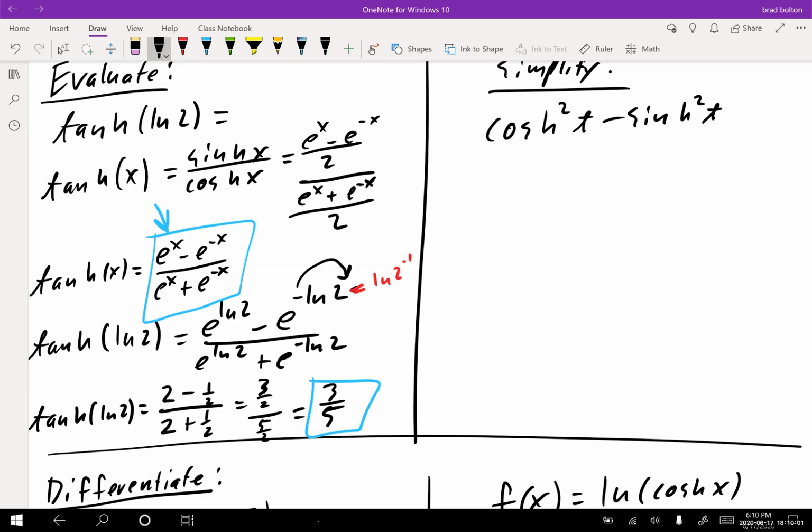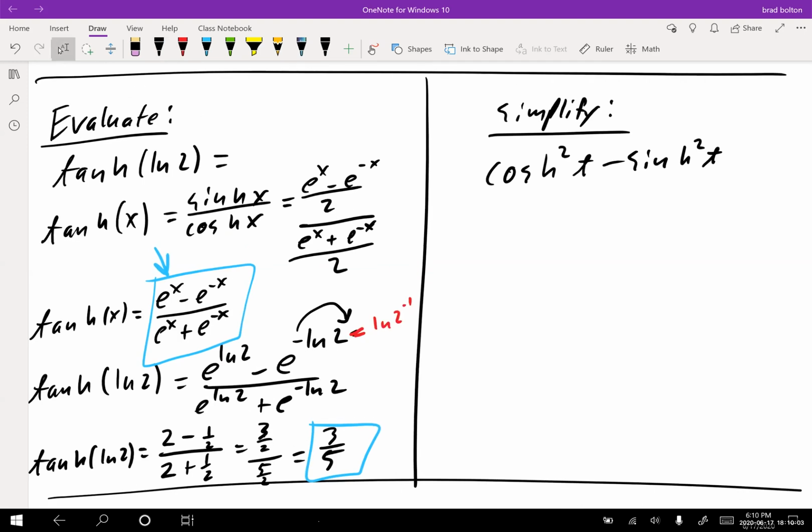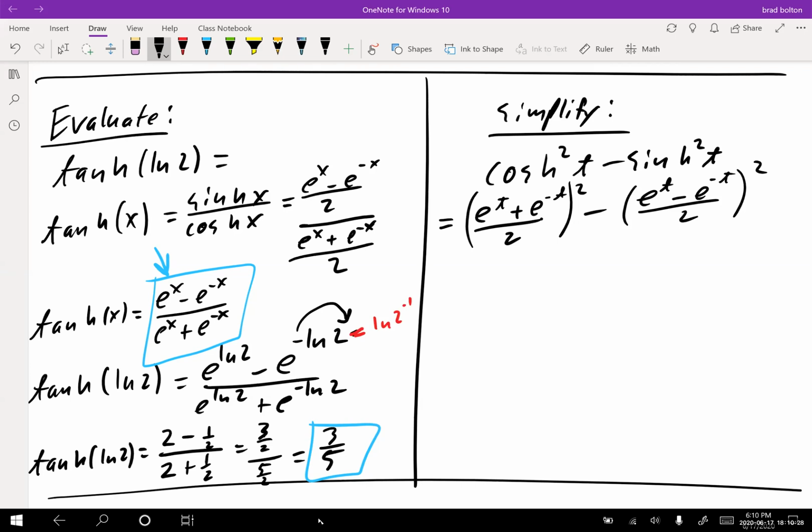Let's simplify cosh squared t minus sinh squared of t. So what I'm going to do first is rewrite what cosh stands for. So cosh is actually e to the t plus e to the negative t over 2, squared, minus e to the t minus e to the negative t all over 2, squared. So far, so good.